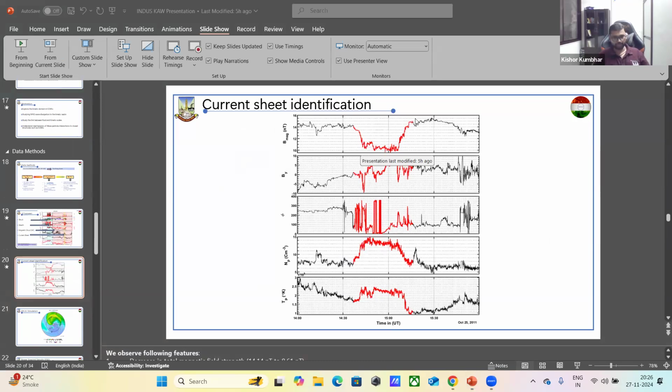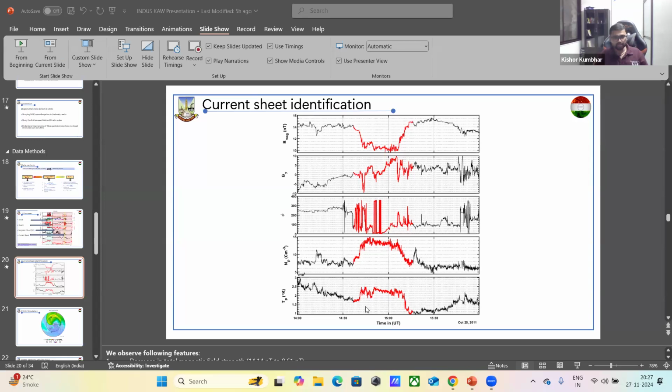there is a decrement in the magnetic field, and usually it is said that one component of the magnetic field has a zero line crossing, in the sense it changes its polarity, just like in this case we are having the change in polarity of the y component of the magnetic field. Also, there is large fluctuation in the elevation and azimuthal angle, and we also observe that there is a rise in the number density as well as temperature. This particular signature suggests that we are observing the current sheet.